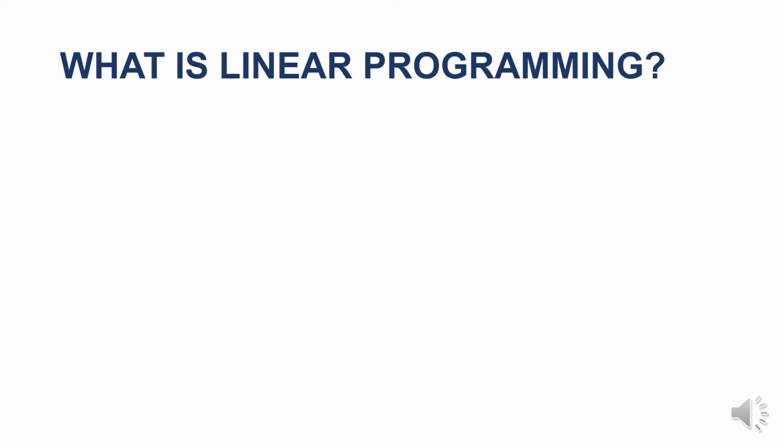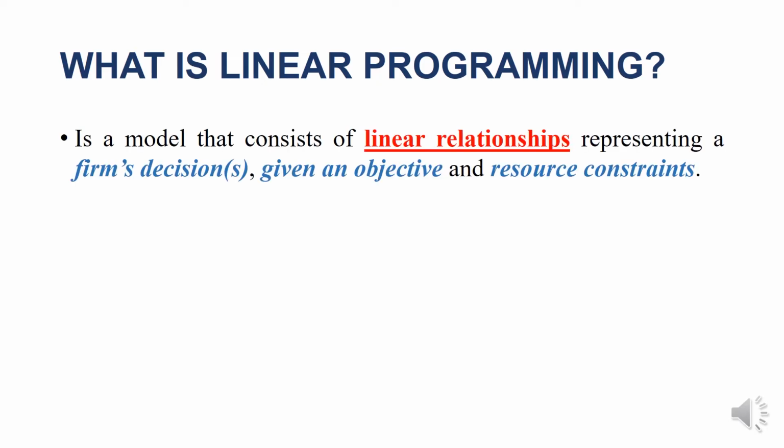So, what is linear programming? Linear programming is a model that consists of linear relationships representing a firm's decisions given an objective and resource constraint. In linear programming, we're actually allocating our limited resources to maximize our profit or minimize our cost.